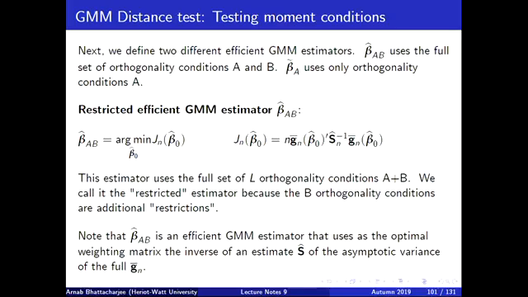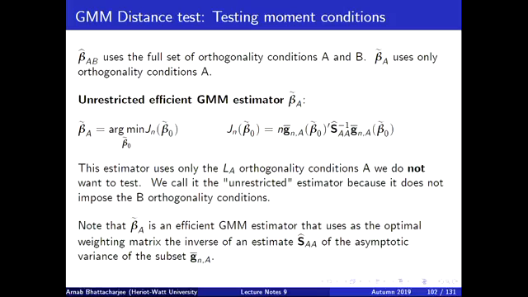Now let us define two different GMM estimators, one that uses the full set of orthogonality conditions and one that uses only the orthogonality conditions A. Nice and simple as before. The restricted efficient GMM estimator, which uses all moment conditions, is this one here. It uses all the orthogonality conditions, A plus B. This is restricted because it works under the restriction that B is also valid. This is efficient GMM, and it uses an inverse of S hat for the asymptotic covariance matrix of the full set of moment conditions.